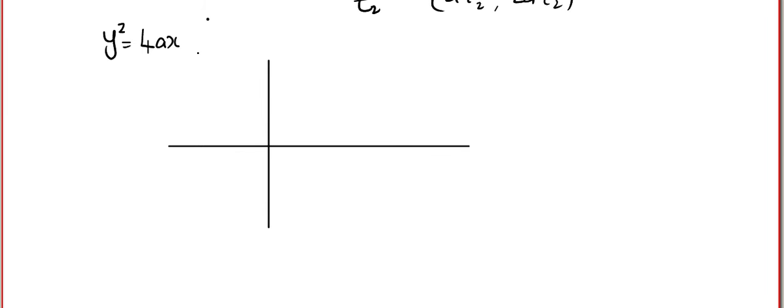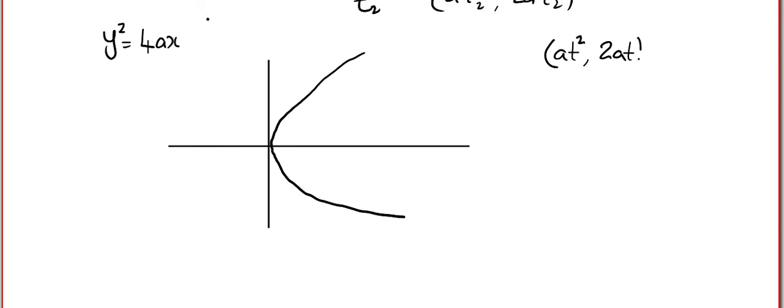Once more, we have the standard parabola y square equal to 4ax. Y square equal to 4ax is symmetric about the x-axis. This is not that symmetric, but if you go for the graphing software, you'll get a perfect picture. The second thing, the parametric form of a standard parabola is at square, 2at. Now, this is denoted by t. Another important thing, the focus of the parabola is a, 0.